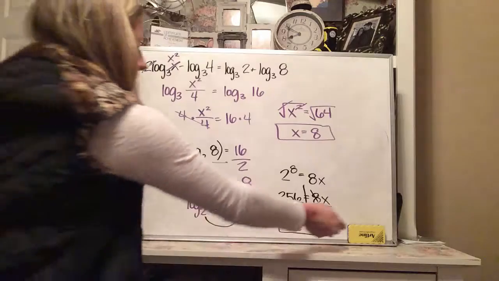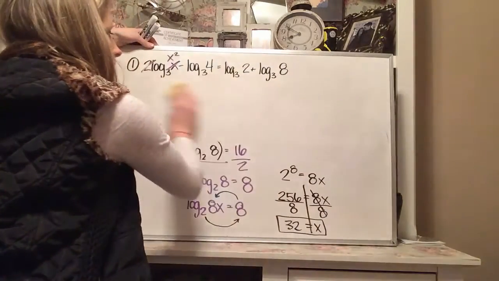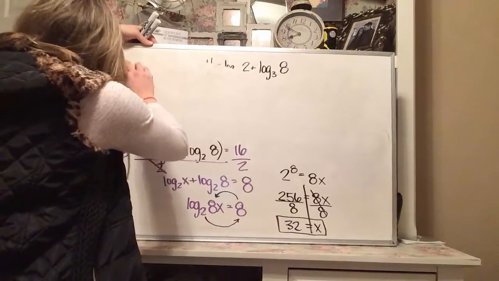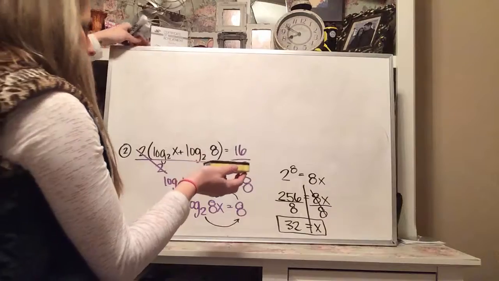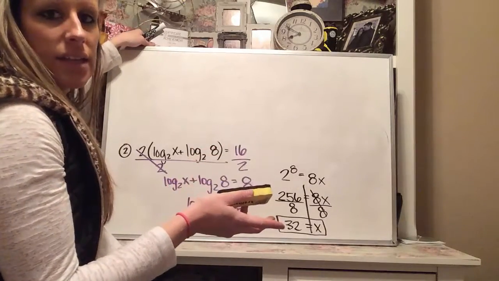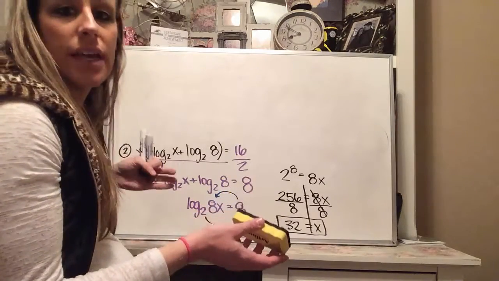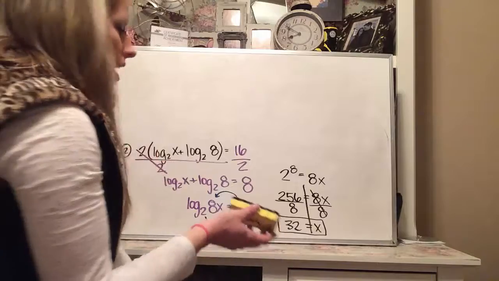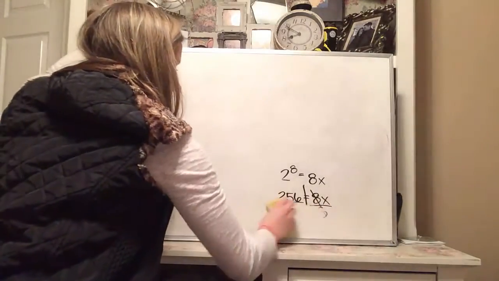Alright, number 3. Now on number 3, we don't have any logs at all. So this is type 2 on the top of your notes. If you don't have any logs at all, you're going to take the log of both sides and then use your calculator to round to 3 decimal places like we did yesterday. So let's look at number 3.